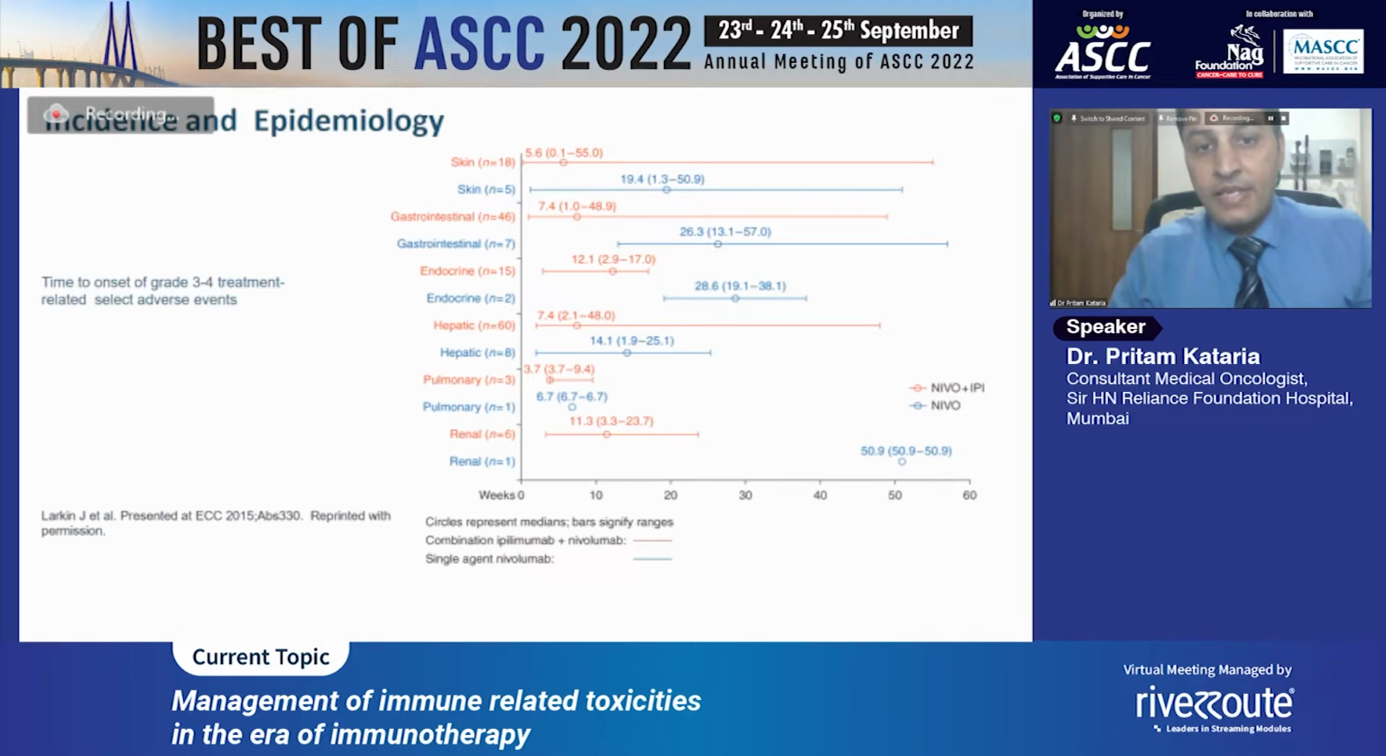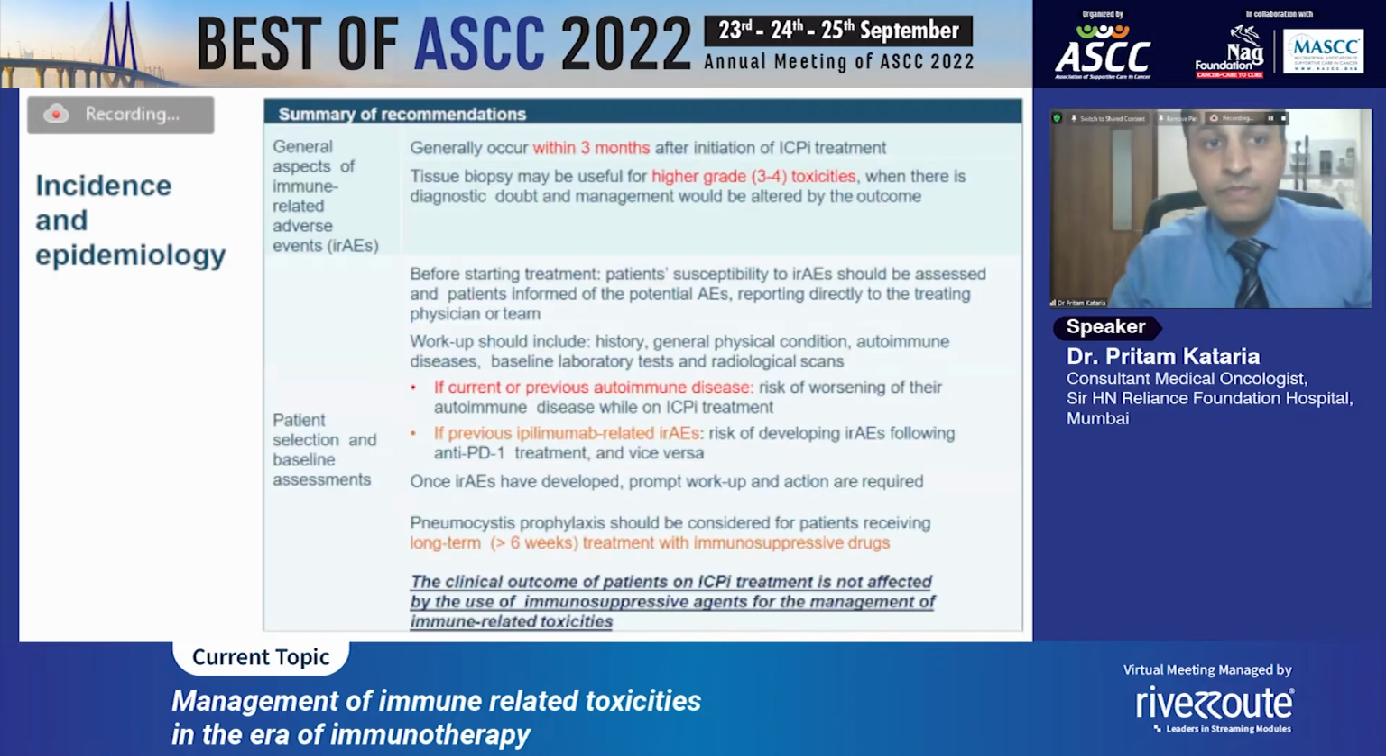What we can see is that the side effect profile is more if we combine IO plus IO, and the toxicities will have an early occurrence if you are using a combination of IO plus IO. Generally, the toxicities occur within 3 months after the initiation of the immune checkpoint inhibitors. Tissue biopsy may be useful for the higher grade toxicities if there's a confusion.